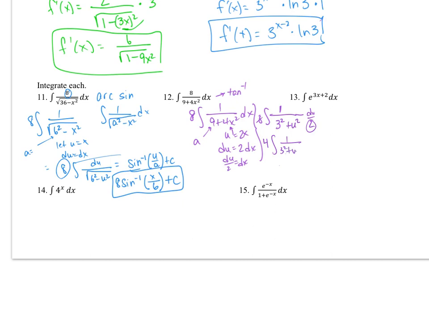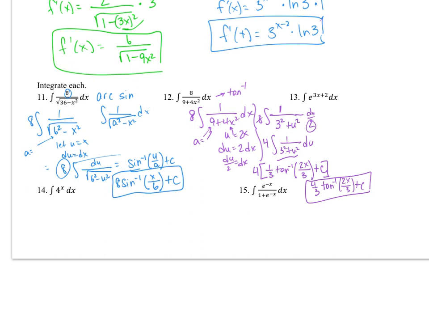1 over 3 squared plus u squared du, and we said that we knew that this was the inverse tangent, so it's the arc tangent. So we end up with 4 times, now we have 1 over my a value, which was 3. Again, a squared is 9, so a is 3. And this ends up being the arc tangent, and then we've got our 2x, which is the u, over our a, which is 3, plus c. And you can clean this up if you want to say 4/3 the arc tangent of 2x over 3 plus c.